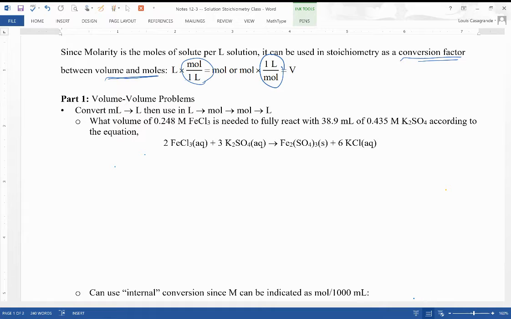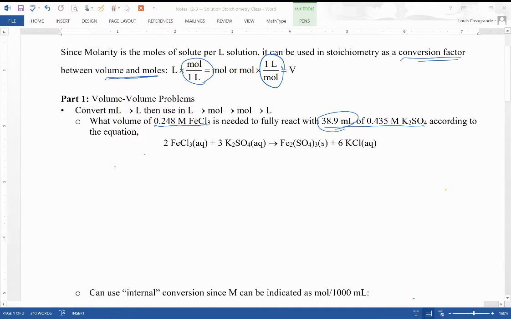We have this reaction, the iron 3 chloride and potassium sulfate combining in this double replacement reaction. And I want to know what volume of 0.248 molar iron 3 chloride is needed to fully react with 38.9 milliliters of the 0.435 molar potassium sulfate. Now again, since this is a conversion factor, let's start with our volume.